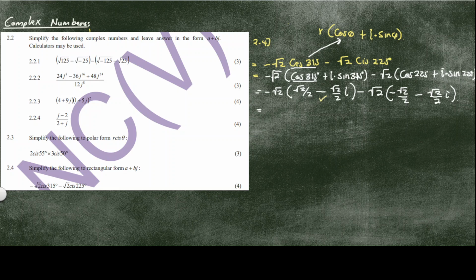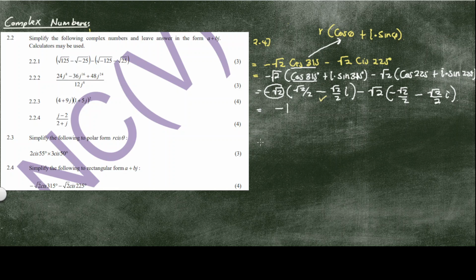Then we multiply. You take minus square root 2, multiply it by square root 2 over 2. So it's going to be a minus square root 2 multiplied by a square root 2 over 2. I'm getting a minus 1.